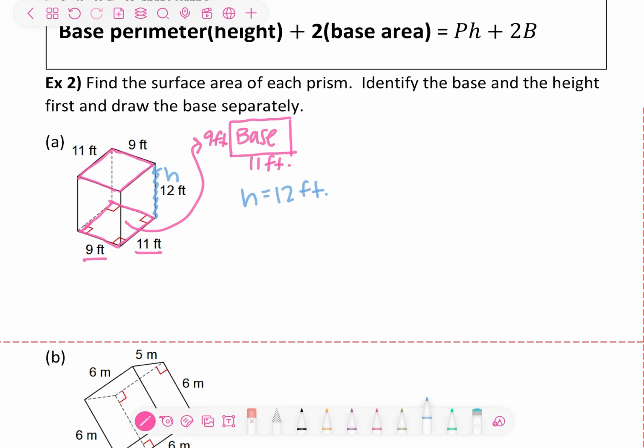Now we need the perimeter of the base, and we also need the area of the base in order to actually calculate our surface area. So the perimeter of the base is going to be the perimeter of that rectangle. So we're going to add the 9 feet plus the 9 feet plus 11 feet plus 11 feet, and we are going to end up with 18 plus 22, which is going to be 40 feet. So the perimeter of that base is 40 feet. For the base area, it's a rectangle, so it's just going to be length times width, which is going to be 11.